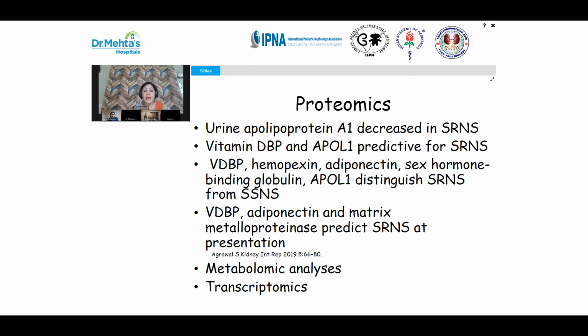Proteomics as well as metabolic analysis and transcriptomics have been used. They are being derived in children, and have been used in children with steroid-resistant nephrotic syndrome. They are also being tried in glomerulonephritis, but so far it remains a research question only whether biomarkers can help us, apart from diseases like membranous nephropathy in adults.